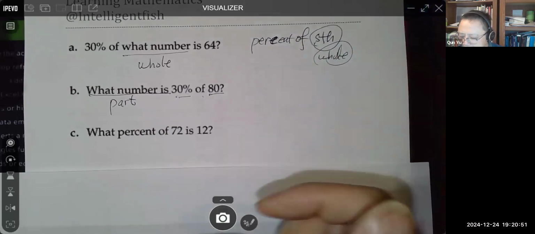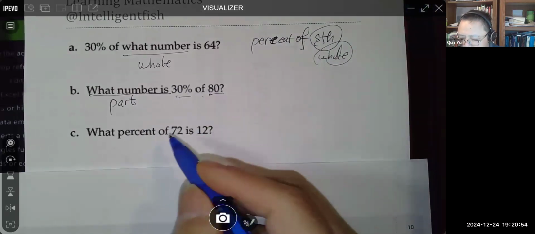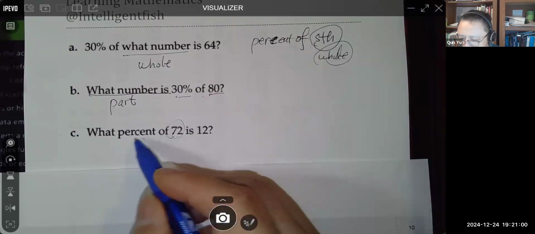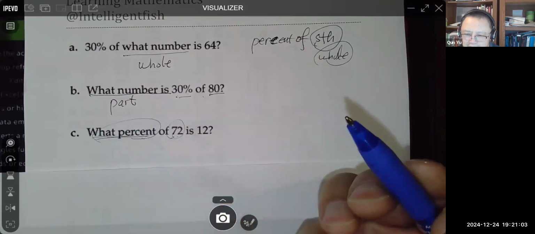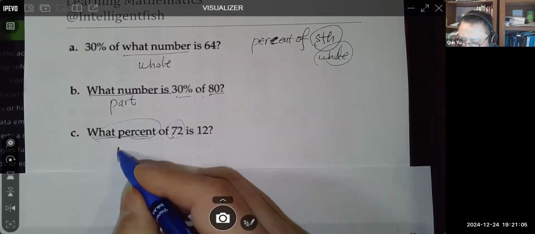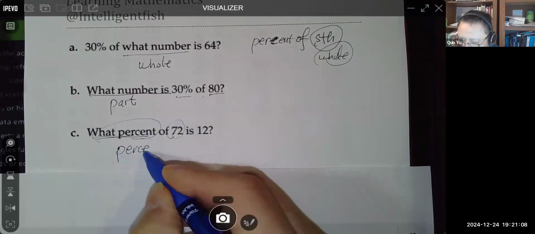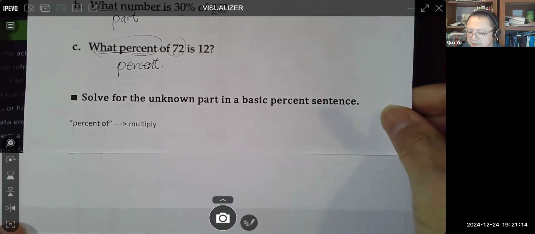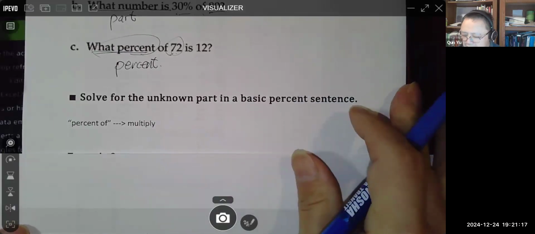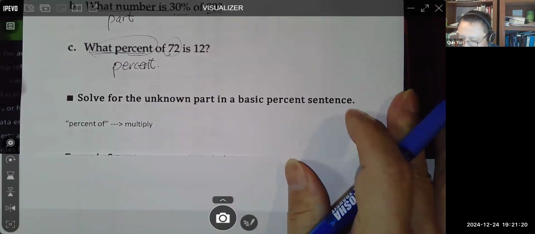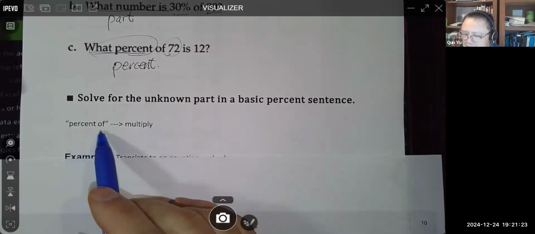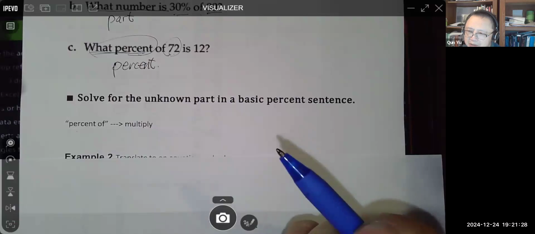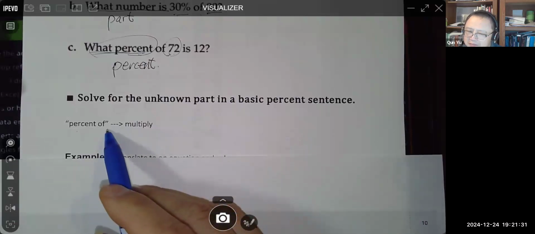Now see, what percent of 72 is 12? Apparently 72 is the whole thing. This is the number after percent of, right? We are looking for the percent. This directly tells us, right? So we're looking for percent. This is our unknown. After we are able to identify the unknown in the percent problem, we are ready to solve each of those three components. Just keep in mind, when we set up an equation to solve these percent sentence problems, percent of always means multiply.